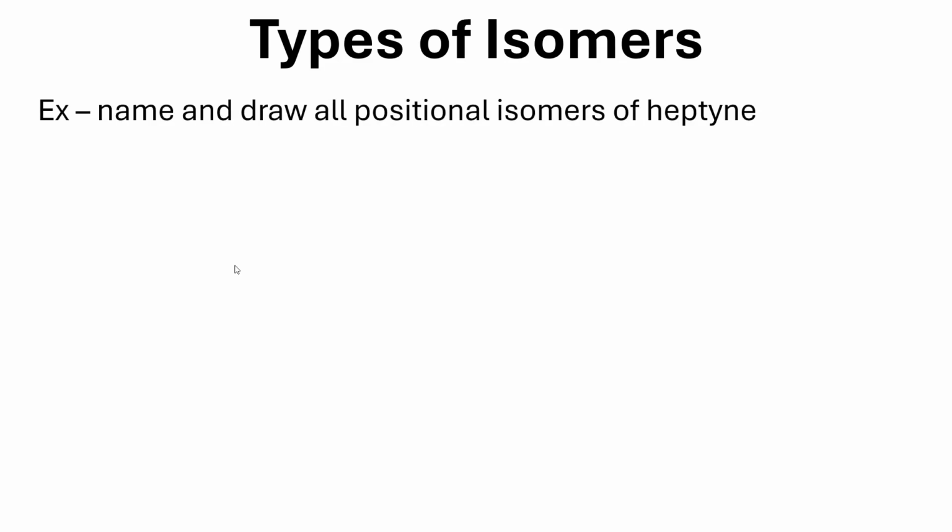So let's name and draw all positional isomers of heptyne. So heptyne, that's 7 carbons. The yne tells us there is a triple bond in this molecule. So the first thing I'm going to do is draw my 7 carbons and put my multi-bond in the first bonding spot here. So not the first and second carbon, but our first bonding spot. And that's why we're going to call this one 1-heptyne.